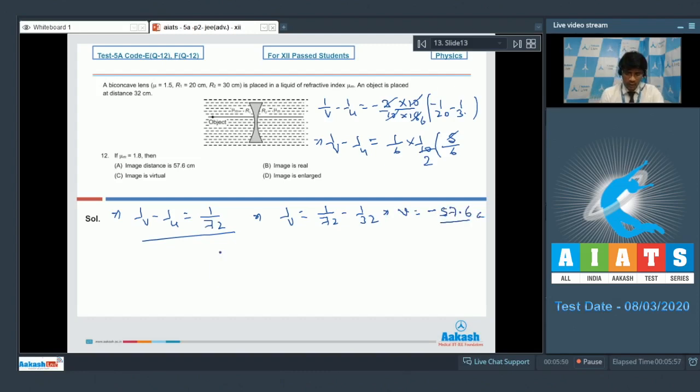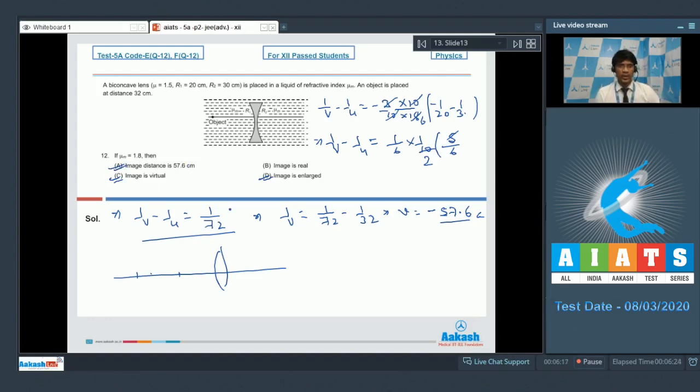It means this is the lens this time. The focal length is 72 here, the object is placed at 32, and the image is formed at minus 57.6, somewhere around here. That means the image distance is 57.6. The image is virtual and enlarged. So for question number 12, options A, C and D are the correct answers.